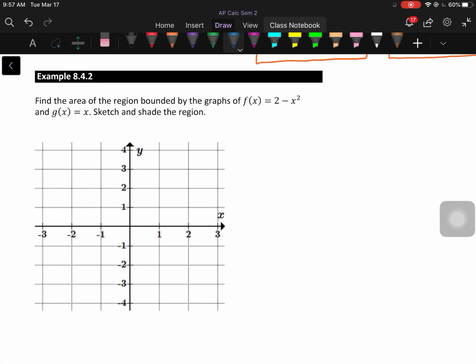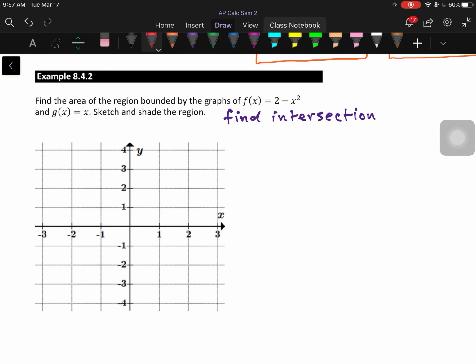All right, second example. Find the area of the region bounded by the graphs of f of x equals 2 minus x squared and the graph g of x equals x. Sketch and shade the region. Now notice in this example, we don't have any vertical lines, so we're going to go to the intersection. And so when you don't have vertical lines, you need to find the intersection of the two graphs, and that will be the bounding of the region.